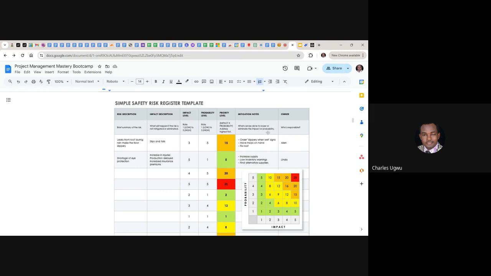So this is how we use a risk register to capture and manage risk, and it must be assigned to an owner. You cannot assign a risk to just anybody.